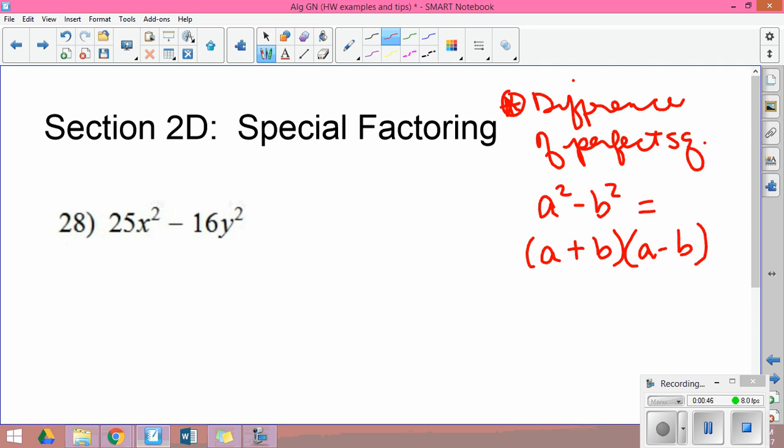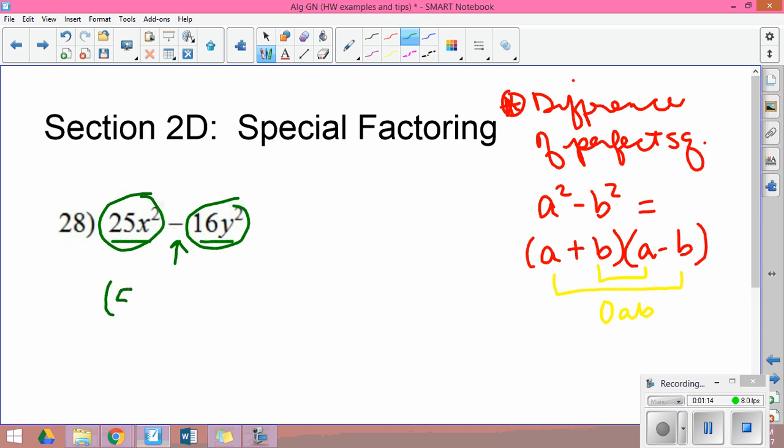And the reason it's missing is, if you think about foiling being an opposite operation, I have positive ab and negative ab, which makes 0ab. That middle term is 0, so we don't write it. So whenever I see a binomial, a two-term expression, with a minus, I should always stop and ask myself, is this a perfect square and is this a perfect square?